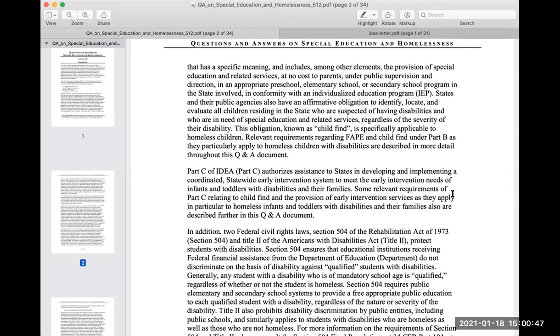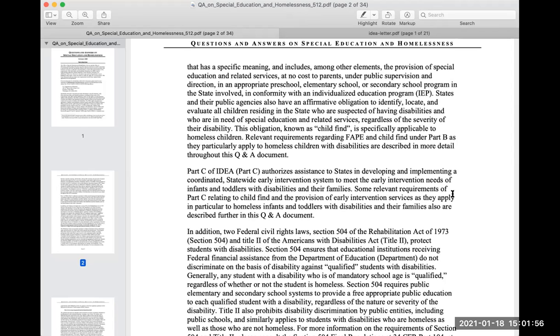In addition, two federal civil rights laws, Section 504 of the Rehabilitation Act of 1973 and Title II of the Americans with Disabilities Act, protect students with disabilities. Section 504 ensures that educational institutions receiving federal financial assistance from the Department of Education do not discriminate on the basis of disability against qualified students with disabilities. Generally, any student with a disability who is of mandatory school age is qualified, regardless of whether or not the student is homeless. Section 504 requires public elementary and secondary school systems to provide a free appropriate public education to each qualified student with a disability, regardless of the nature or severity of the disability. Title II also prohibits disability discrimination by public entities, including public schools, and similarly applies to students with disabilities who are homeless as well as those who are not homeless.